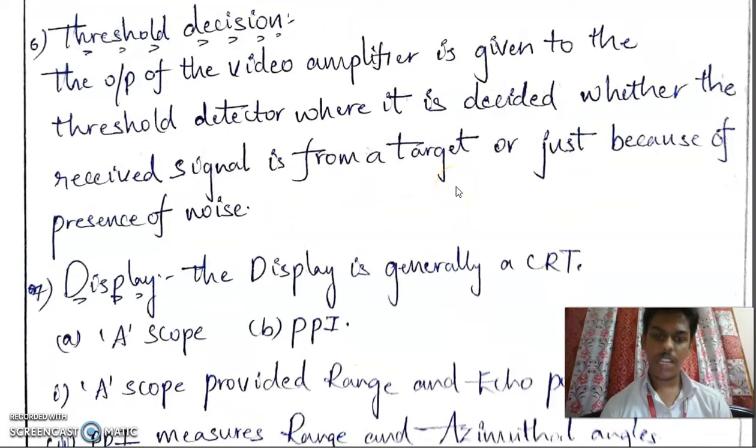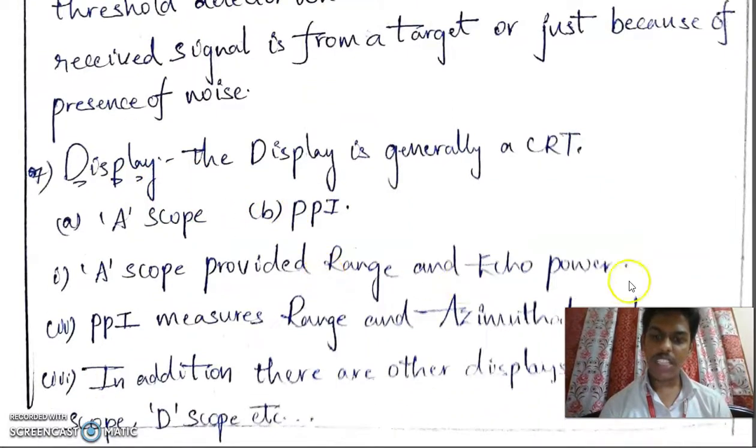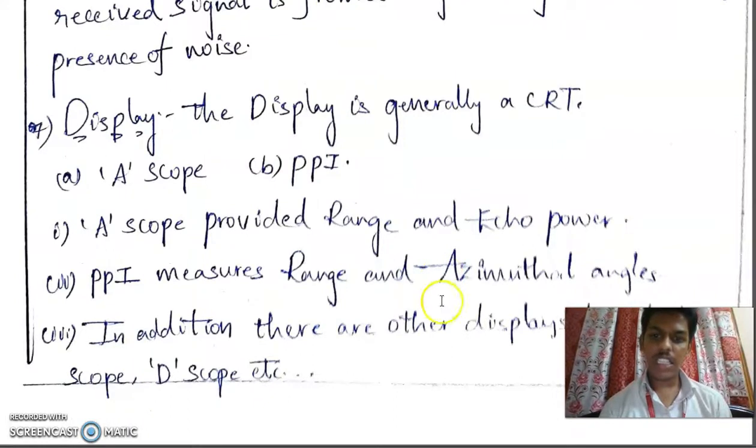Next, coming to the display, here the display is the CRT. CRT stands for cathode ray tube. The displays used are A-scope and PPI. A-scope provides range and echo power. PPI measures range and azimuthal angles. In addition, there are other displays like B-scope, D-scope, etc. This is about the radar block diagram.